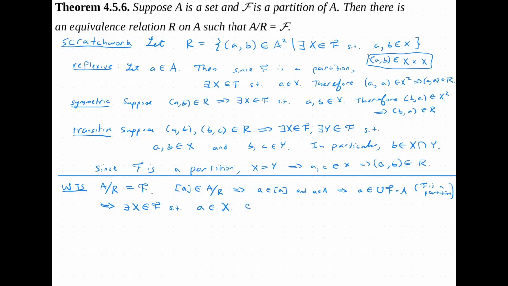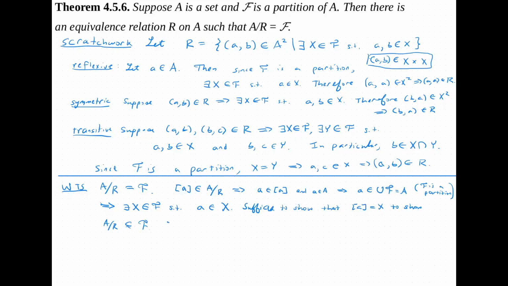So claim, so suffice it to show, for at least the one direction that we are working on now, that [a] is equal to X to show that A mod R is a subset of the family of sets. And so now we have another equality we want to show. So this is our second statement, and we're going to be proving this here, because if we prove this, we get this here. So let's do that.